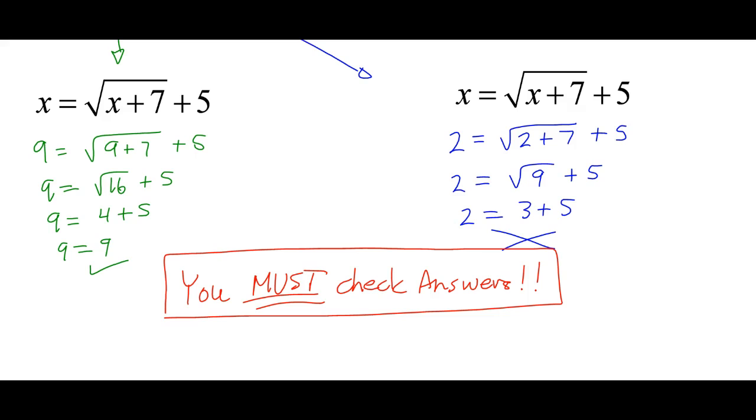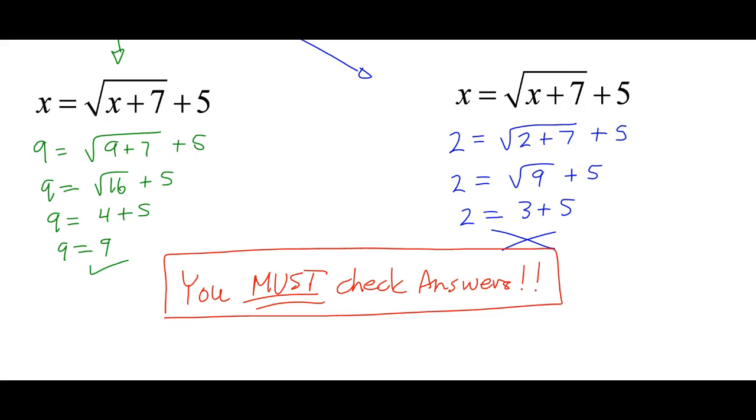All right, one last issue, and this isn't a new step, so the steps are still going to be the same steps. It's still going to be isolate the root, square both sides, check your answers. Those are still the steps. But these problems can get a little more complicated in one key way.